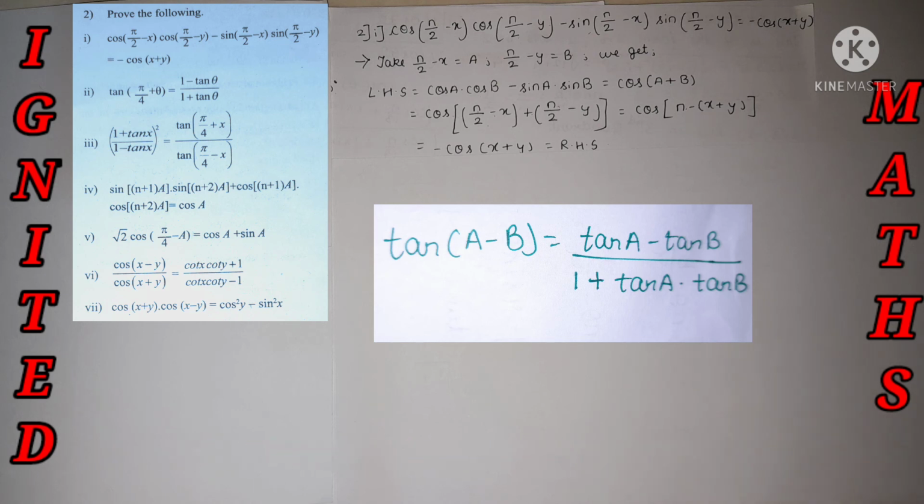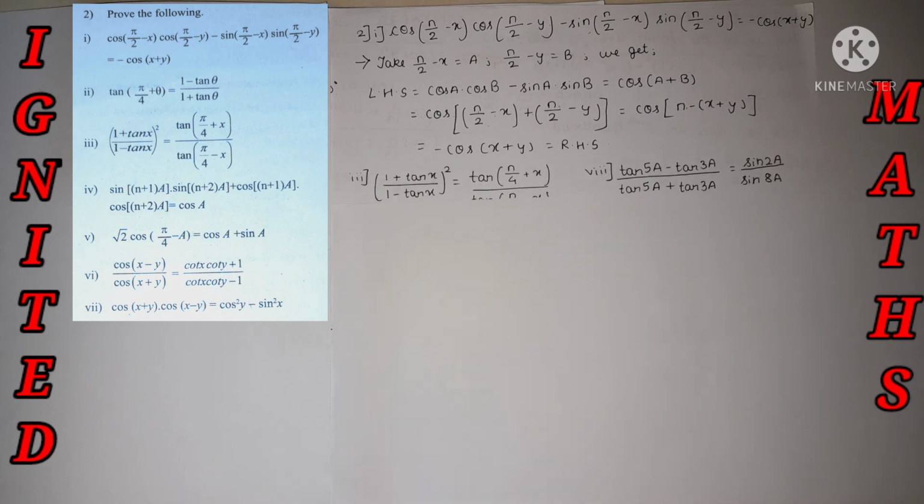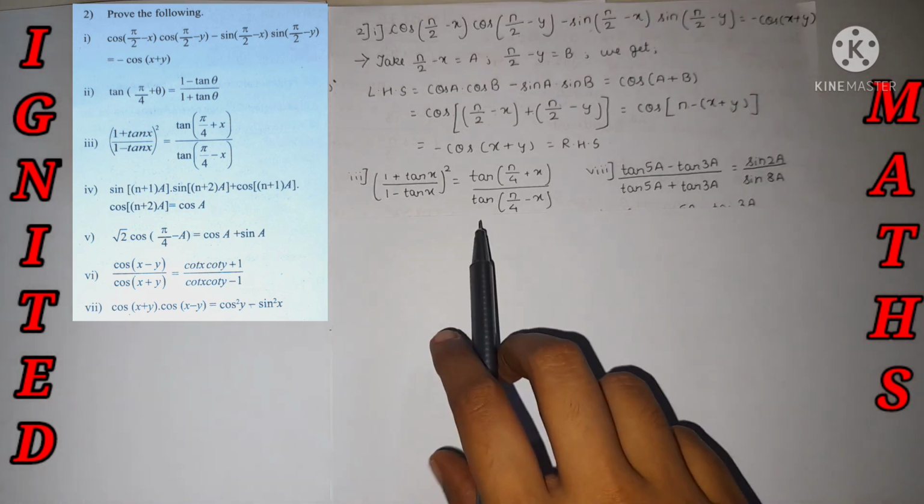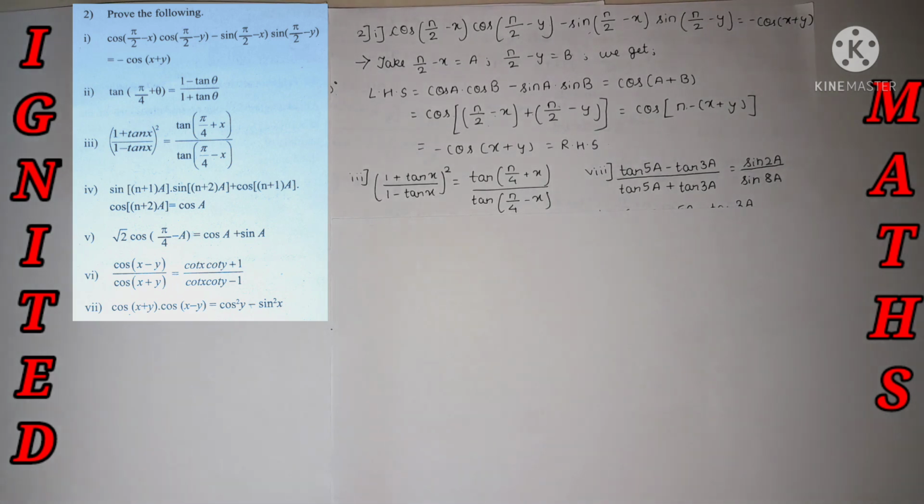Okay, it's such an easy question, we can try it. So let's start with the third sub question. The question is (1 + tan x) / (1 - tan x) the whole square is equal to tan(π/4 + x) / tan(π/4 - x). So I am going to take my RHS value and prove it to be the LHS.